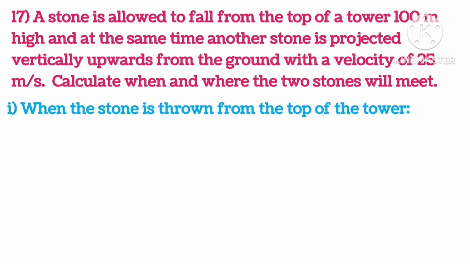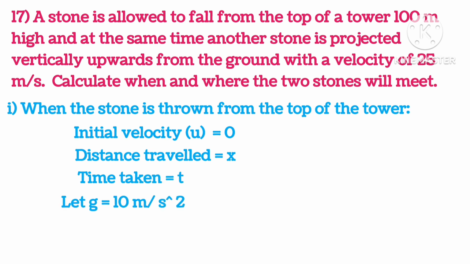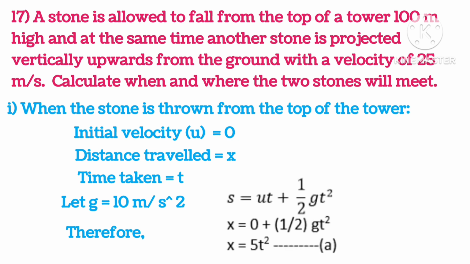So when the stone is thrown from the top of the tower, its initial velocity is 0. Distance travelled is, let us assume, x. Time taken, we assume t. Acceleration due to gravity is 10 meter per second square. So s = ut + half gt square. Putting the values here, we get x = 5t², which is the first equation.